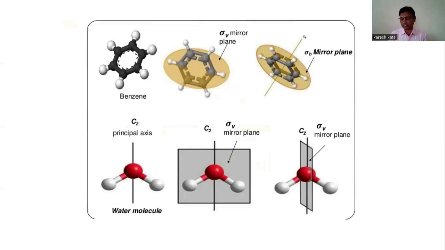Now, these are the examples of the plane of symmetry. Benzene molecules: obviously, we know that benzene can be considered roughly as a planar structure, and this plane is perpendicular to the main principal axis C6. So this is an example of sigma h. The water molecule we already discussed.